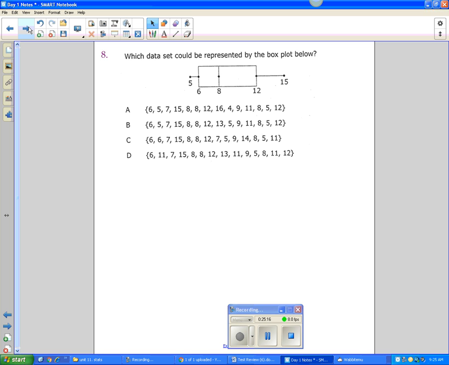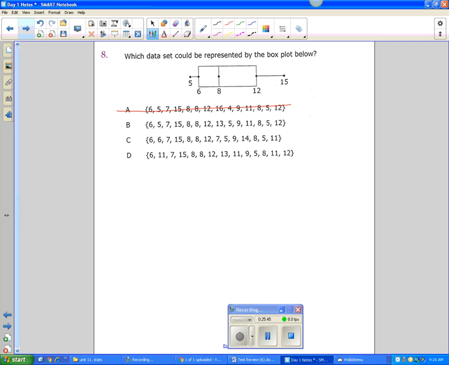Okay, this is a crazy one. What is 5? The minimum. So look in the answer choices. Do all of them have 5 as the lowest number? Which one doesn't? A. What does A have in it? A 4. So there's no way A could be it. So I'm going to cross out A. D also, what does D have in it?